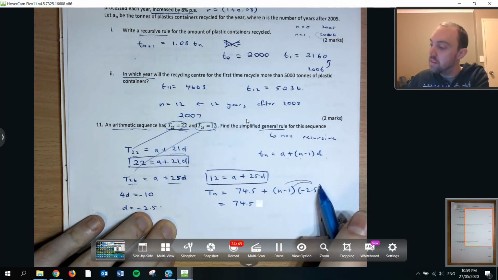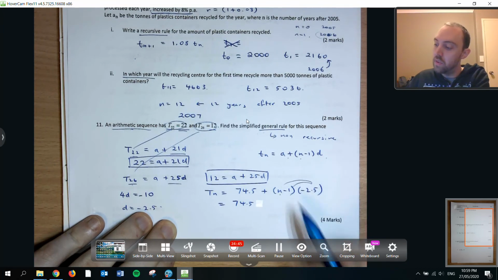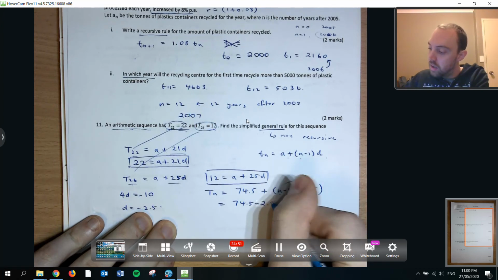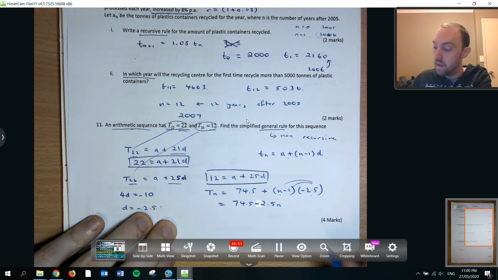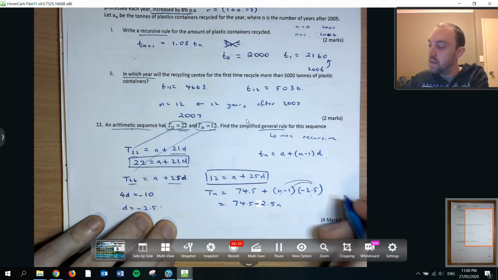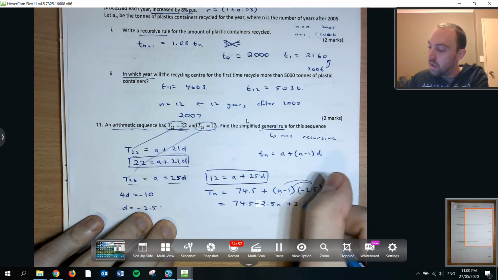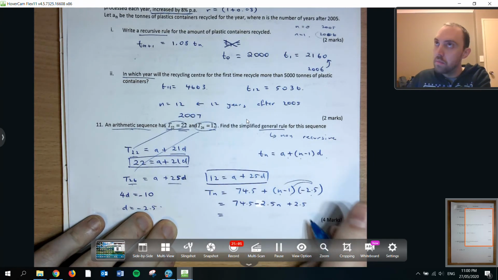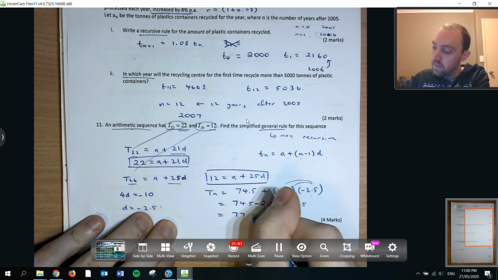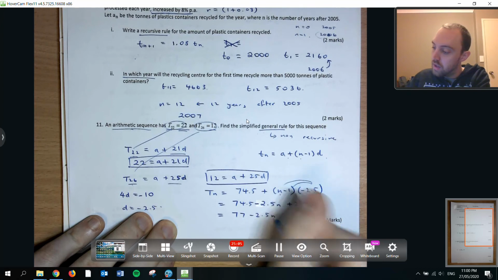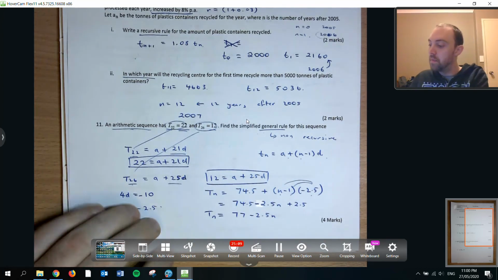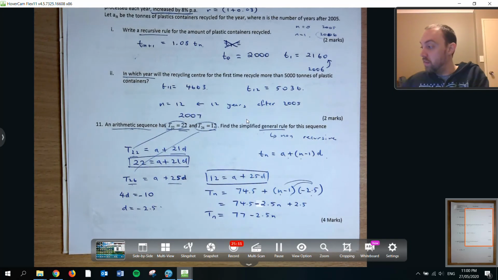We're timesing this negative 2.5 by both of these numbers. Negative 2.5 times by positive n is negative 2.5n, and negative 1 times by negative 2.5 is positive 2.5. Next is 77, take 2.5n is Tn. That's my final answer.